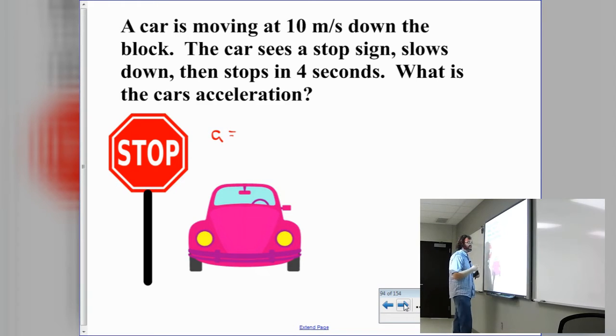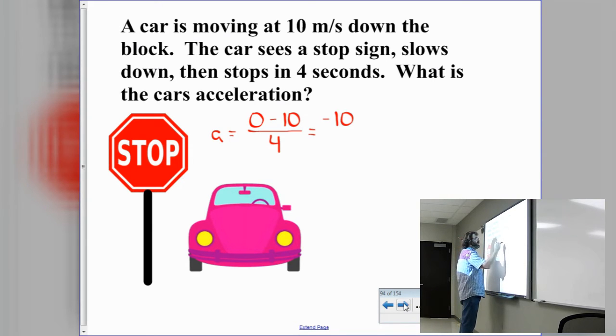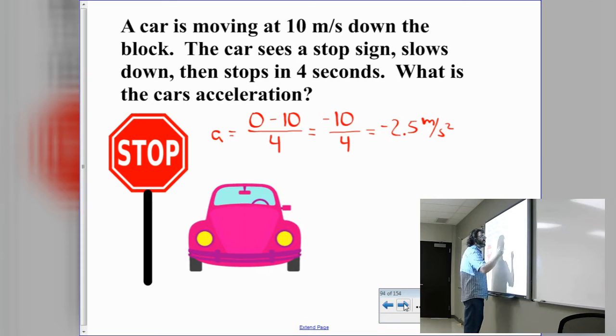So again, acceleration is the change in velocity over the change in time. The final velocity, it doesn't say specifically, but it says the car comes to a stop. We should know that means a final velocity of 0. So 0 minus the initial velocity, which is 10 meters per second, over the change in time of 4. So that would equal negative 10 over 4, which comes out to negative 2.5 meters per second squared.